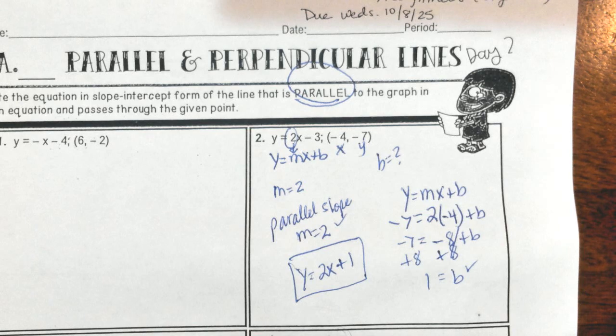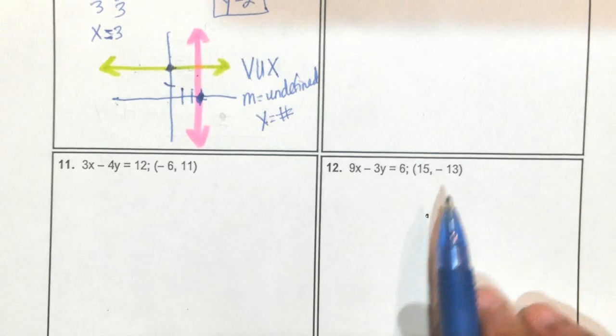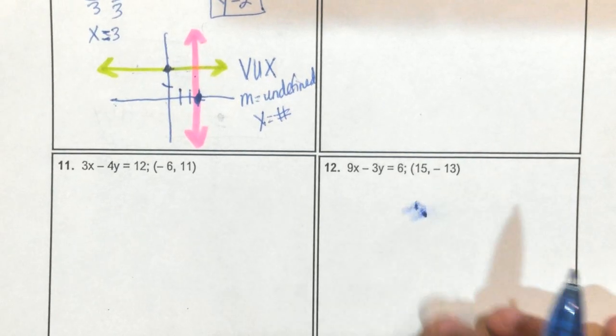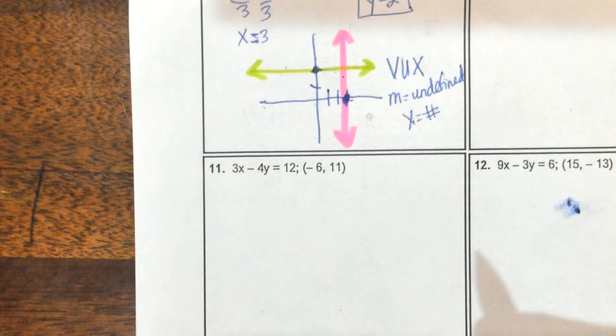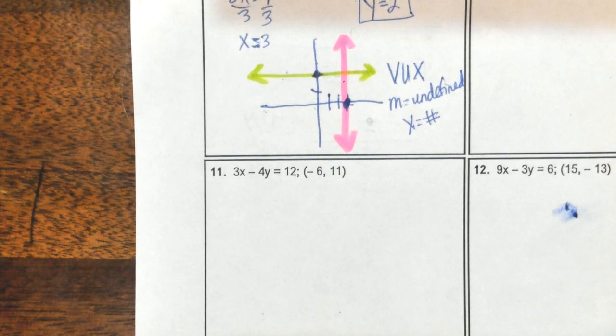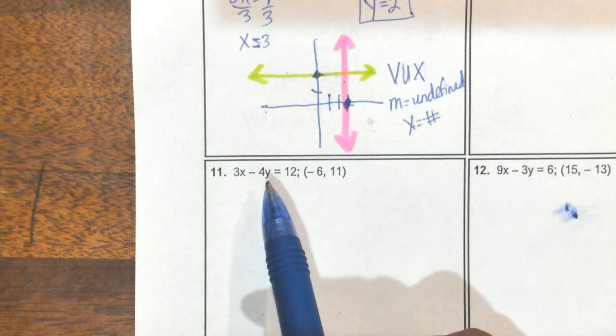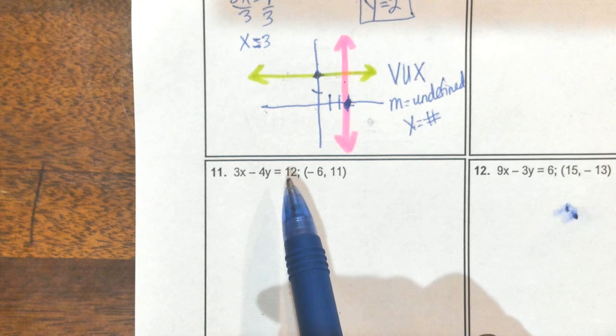Okay, so now let's do a perpendicular, and let's go to standard form. Alright, let's look at this one down here. I messed it up. Let's do it with this one over here. Okay, 3x minus 4y equals 12. I don't know where the slope and the y-intercept is in that. I have to get it down to y equals mx plus b. What do?